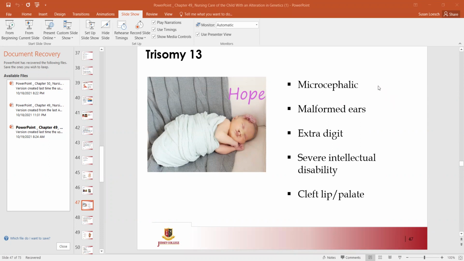Usually nursing assessment includes general assessment for the characteristic anomalies, the pre-screening and the diagnostic tests. And if not diagnosed during the prenatal period, then most cases are diagnosed in the first few days of life based on the physical characteristics.